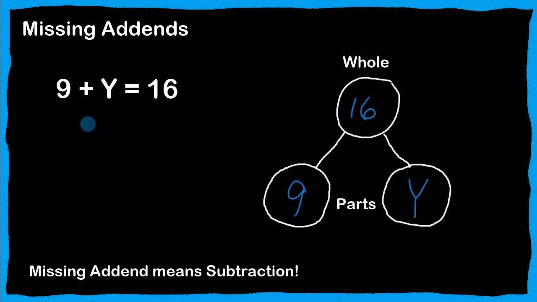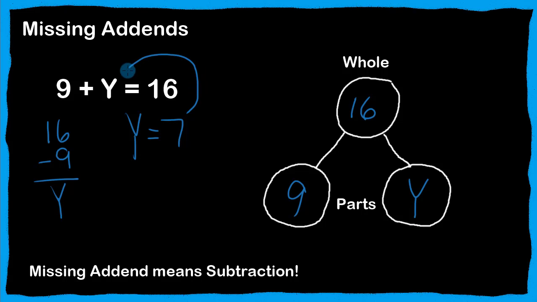So you can actually rewrite this. If you think about your fact families, 16 minus 9 equals y. Okay, and so now it's a little bit easier to see. If you know 16 minus 9 is 7, then y equals 7. And with these kinds of problems, you always want to check your answer by putting that number back in for y. So then you would rewrite it as 9 plus 7 equals 16, and we know that's true. So that means our answer checks.